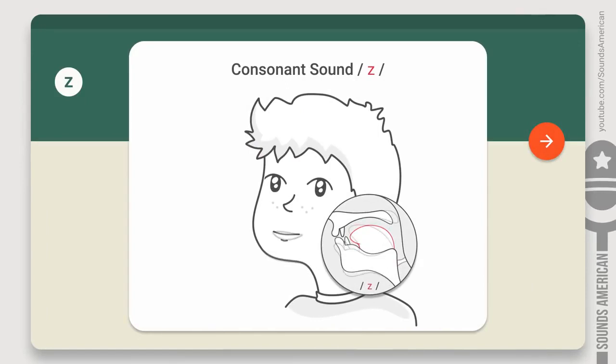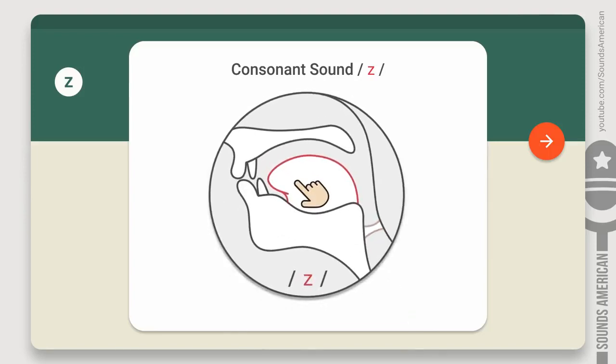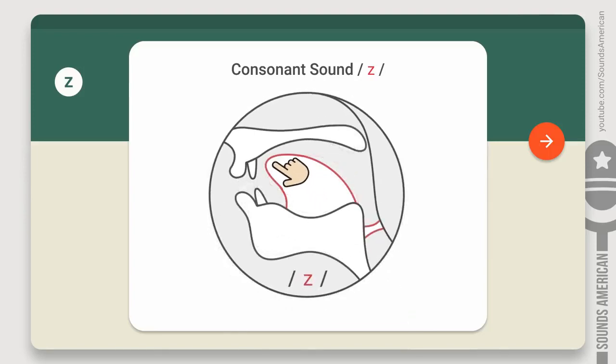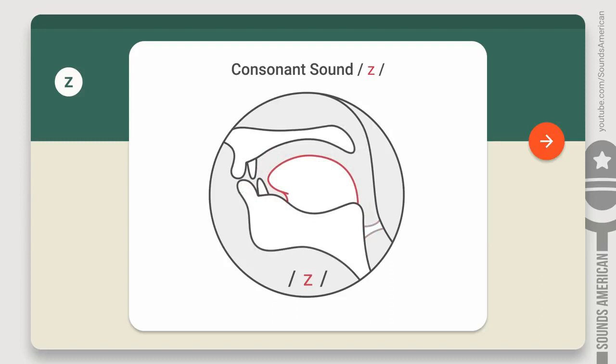Slightly open your mouth. Now, focus on the position of the tip of your tongue. Raise the tip of your tongue to your alveolar ridge, but don't touch it. Make sure there's a small gap between them. Now, release a stream of air over the tip of your tongue. When the air flows between the tip of your tongue and the alveolar ridge toward your upper teeth, it creates a lot of noise. Something like this. Z.